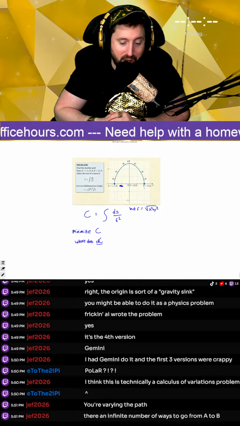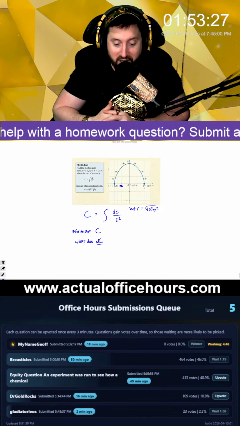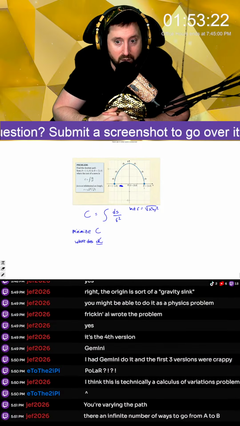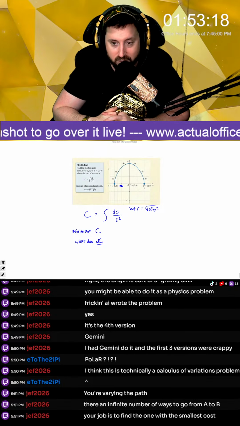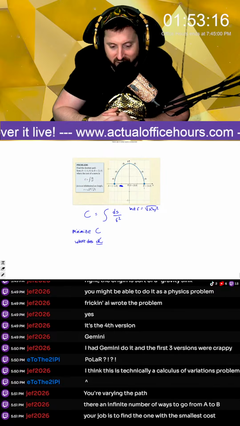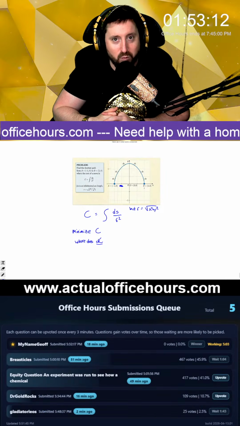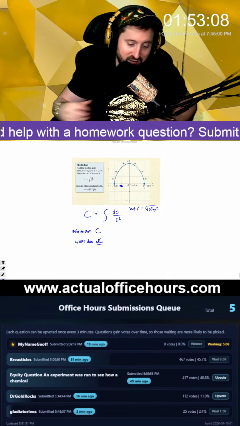Because usually what I would do is take the derivative of c with respect to something I vary, and then figure out where that derivative is equal to 0. That tells me whether I have a maximum or minimum. But what's the bottom of my d thing? It's like dc d what? I'm not changing the... You're right, there's an infinite number of paths. Your job is to find the one with the smallest cost. Okay. Well.